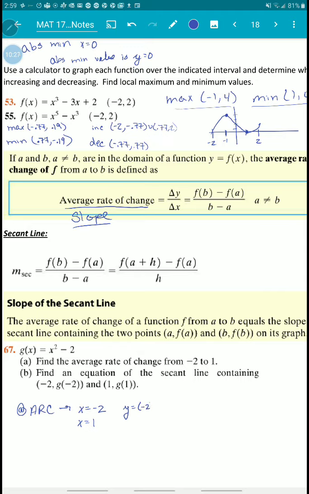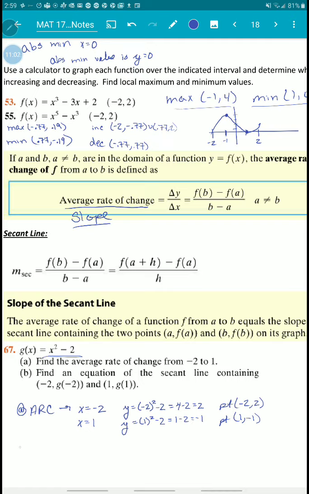If we plug -2 in, we're going to get 2 out. So then our point is -2, 2. That's a point that's on that graph. Now we got to find the y coordinate for that 1. So let's plug 1 into that function. So 1 minus 2 is -1. So our point is going to be 1 for the x, -1 for the y.